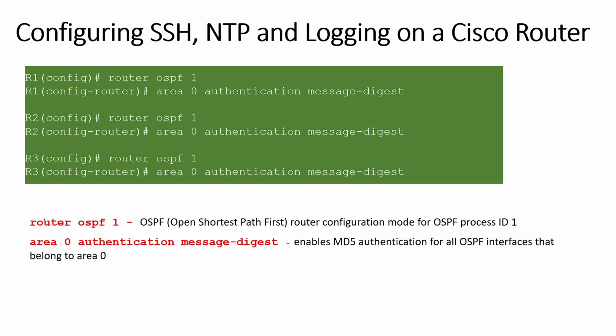First is configuring all three routers with this command, router OSPF 1. This is the Open Shortest Path First router configuration and uses the process ID 1. So if you have multiple OSPFs, then this increments.